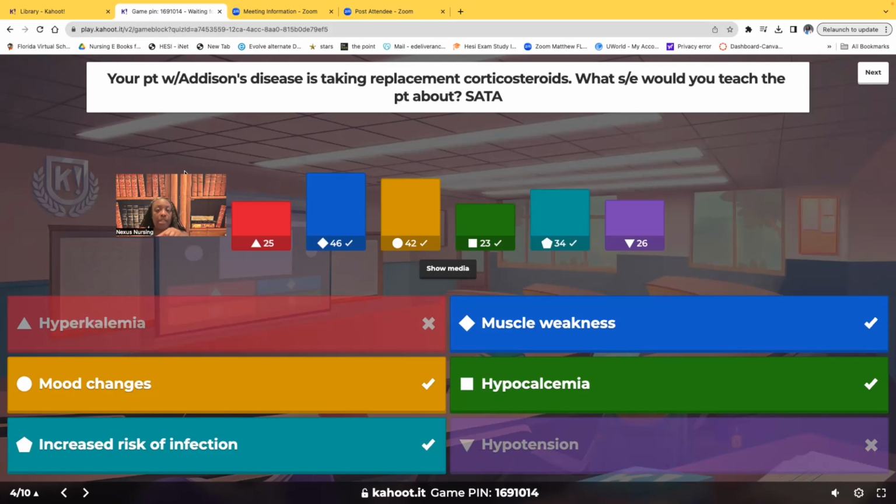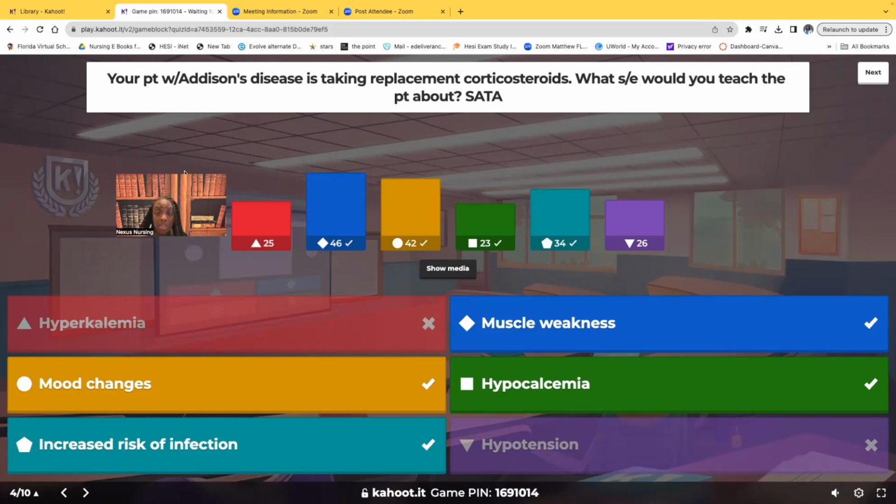Muscle weakness, this happens because when the patient's taking the medication, sodium's reabsorbed. Remember, in Addison's, patient doesn't have enough sodium. So they're getting the corticosteroids so the sodium can be increased. Okay, wonderful. That sodium's increased. What happens is protein breakdown happens and it causes muscle weakness. Okay, so with the corticosteroids, we expect to see muscle weakness. That's a side effect. What else?